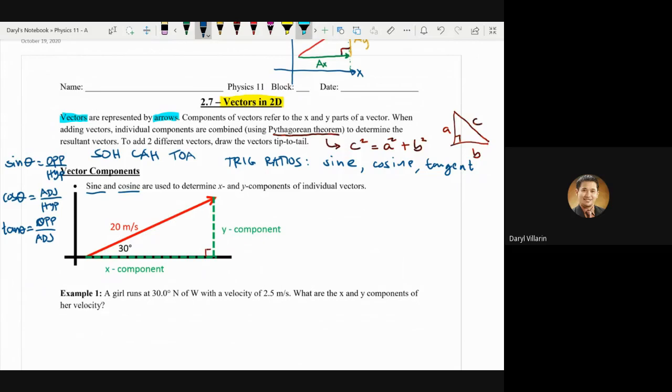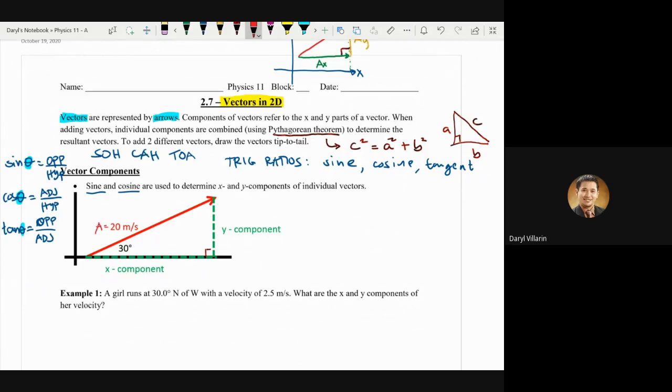If you can see here, sine of an angle is equivalent to the ratio of the opposite side over the hypotenuse. Hypotenuse is the longest side of your right triangle. In this particular case, we have a particular vector represented by 20 meters per second, and its direction is 30 degrees north of east. We can call this our vector A.